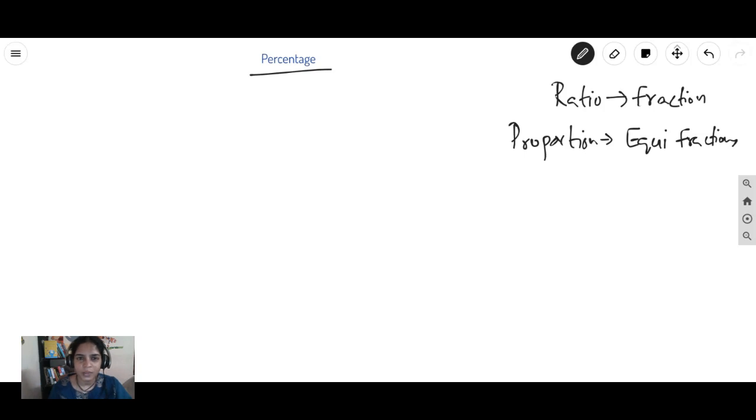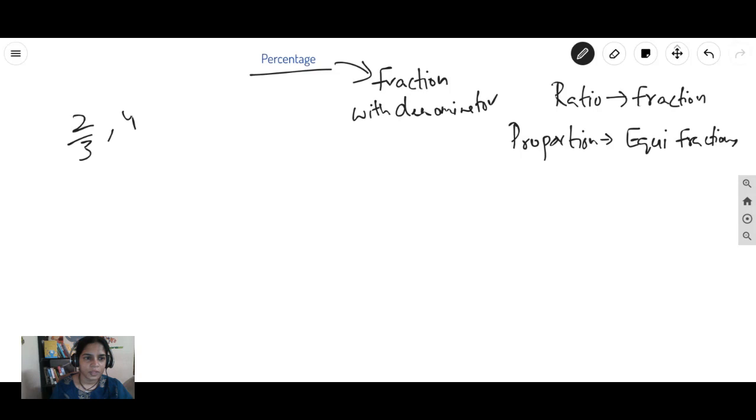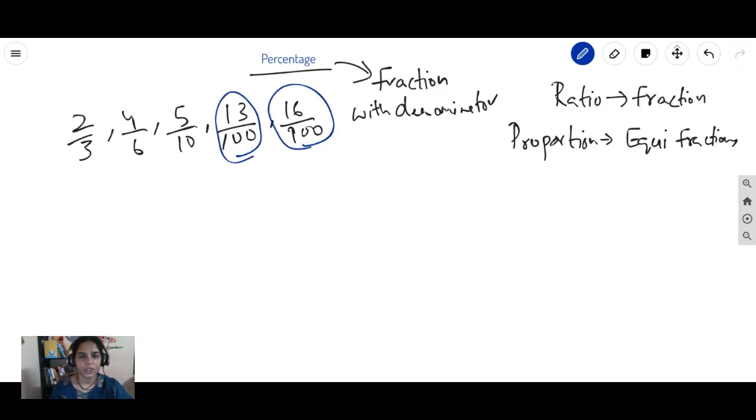How are percentages connected to the others? Percentage is a special type of fraction with the denominator 100, right? You know many different types of fractions like 2/3, 4/6, 5/10, and of course you have 13 over 100, 16 over 100. These are all fractions only, but these fractions are called percentages. So percentages are just fractions with the denominator 100.